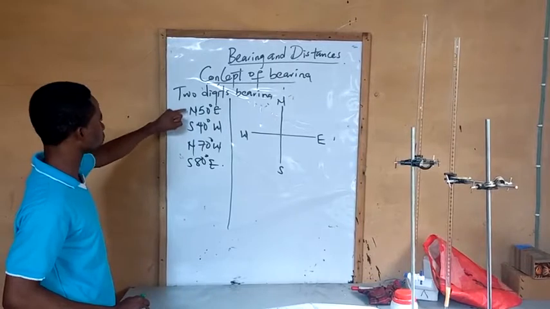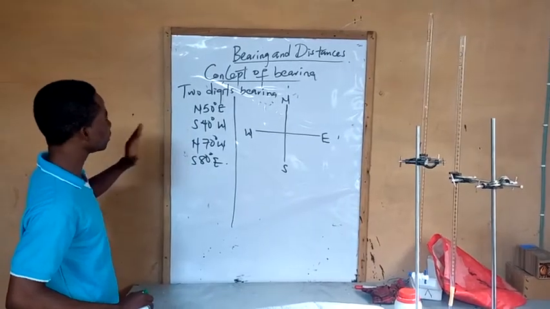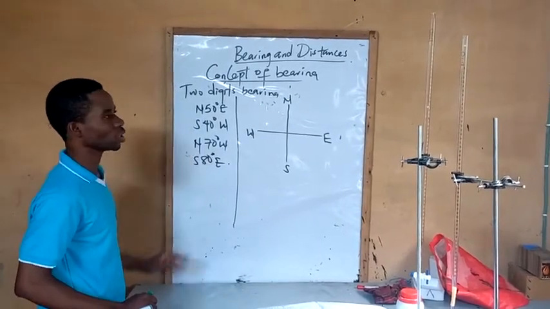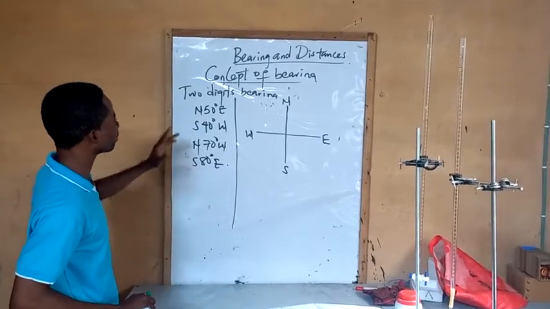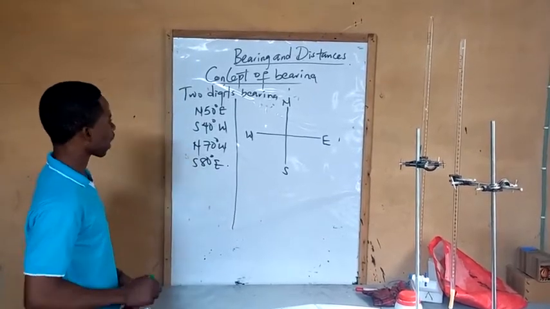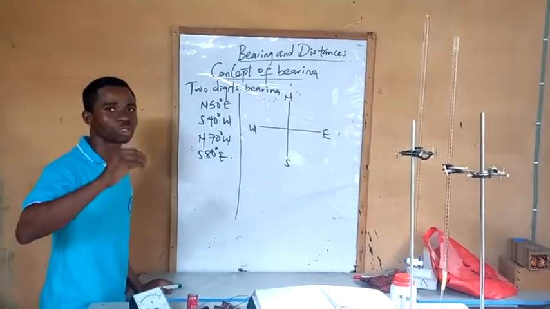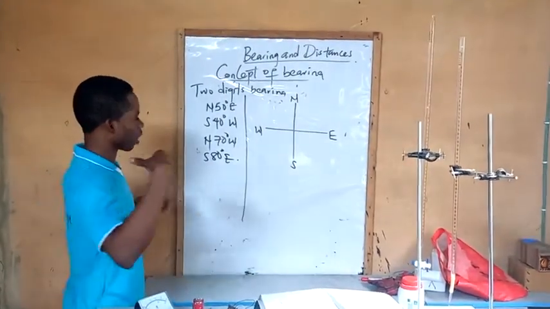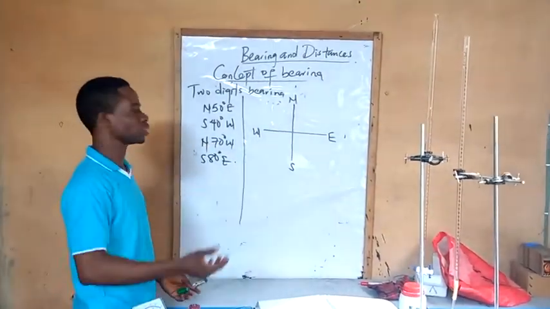North or south. 2 digits doesn't start with east, doesn't start with west, either north or south. Now, how do we draw it? We have to learn how to draw the 2 digits, and after that we move to the 3 digits.